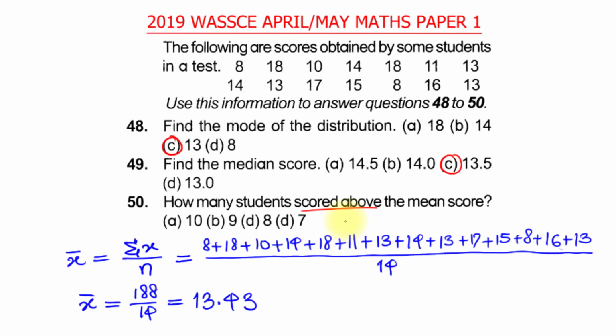So all we need to look at is how many numbers from the data entry do we have that are greater than 13.43. Definitely 13 will not be there because 13 is not greater than 13.43. So we start from 14, and in that case we look at this one. Okay, 14, we have 15. Okay, we have 18, we have 16, we have 18 here again, we have 17 here, and we have 14 here. Okay, look at the other numbers: 8, 10, 11, 13, 13, 8, and 13. Those are not greater than the average score. So you just want to count them. This is 1, 2, 3, 4, 5, 6, 7. So 7 students scored above the mean score. So our answer here is that 7 of them scored above the mean score, and that is option D.